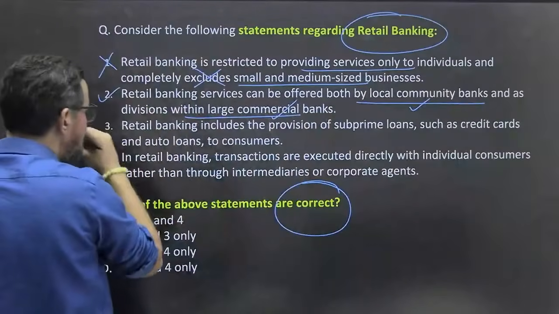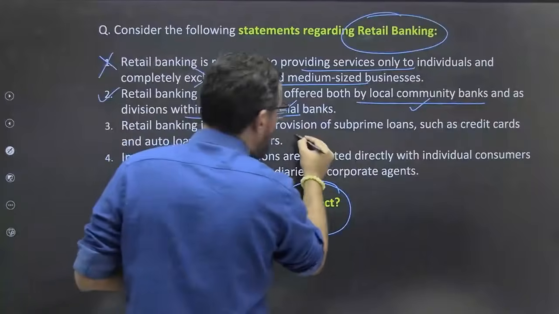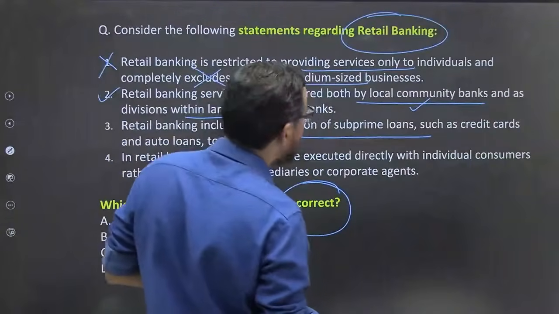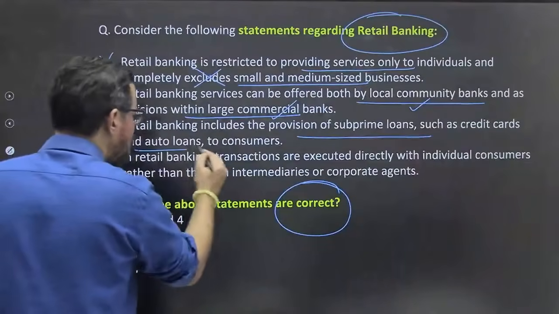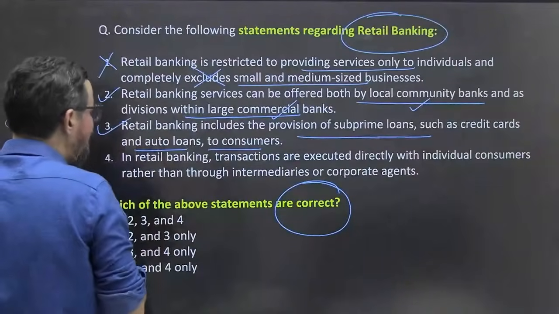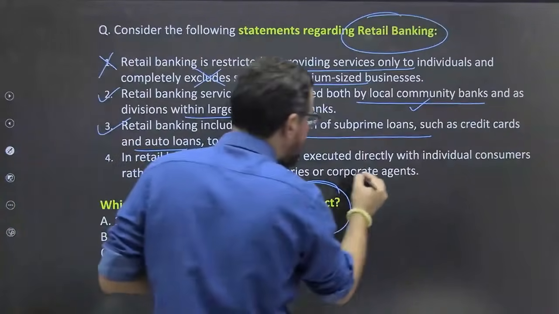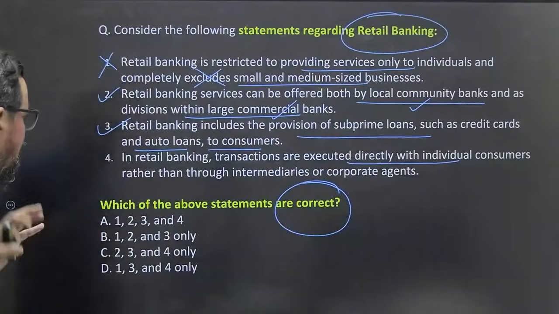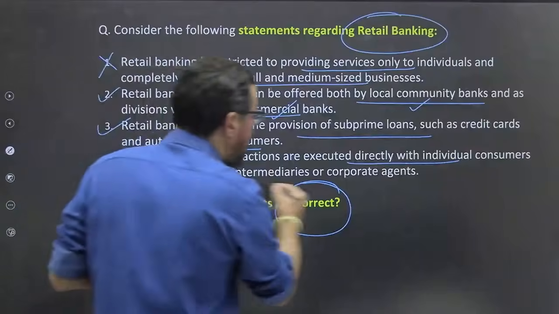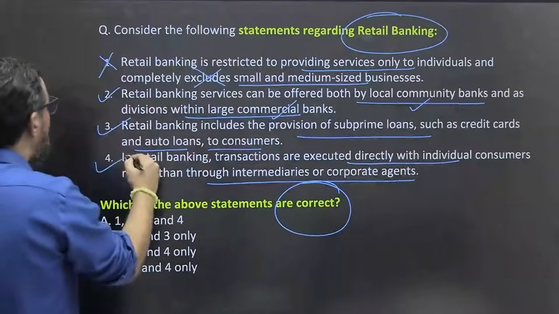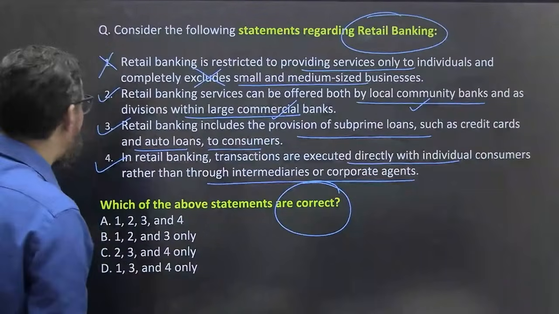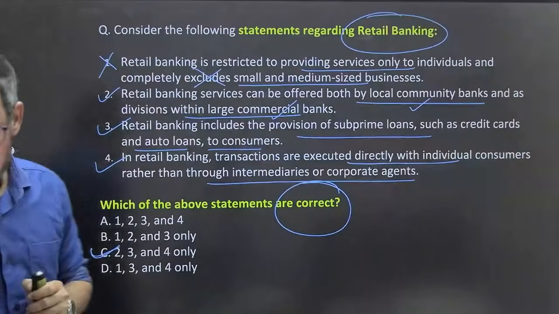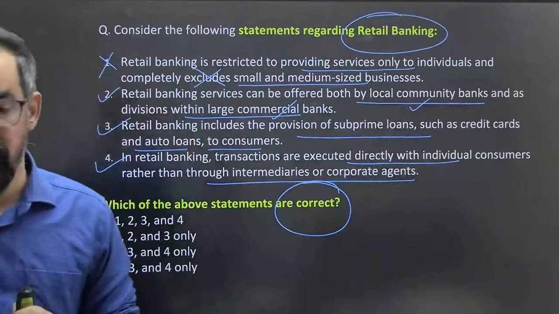Retail banking includes the provision of subprime loans, mortgage loans, and credit, auto loans to customers too. In retail banking, transactions are executed directly with individual consumers rather than through intermediaries or corporate agents. Again, true. So correct statements are 2, 3, and 4. 2, 3, 4 means option C should be the right answer for this particular one. Correct? Yes. Very good, JP sir.